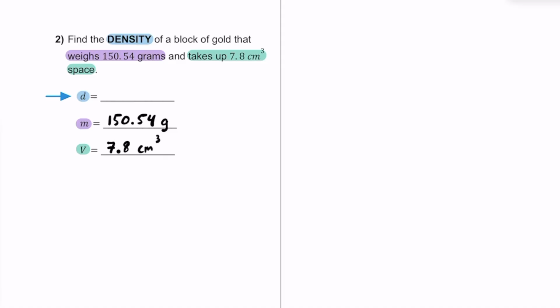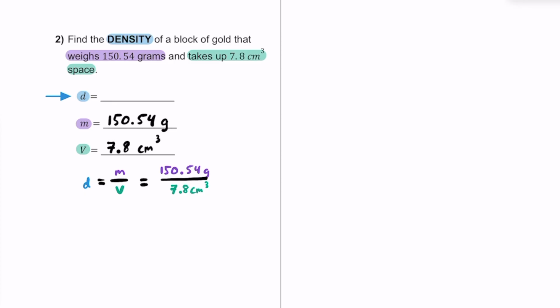All right, so we're going to use the same formula that we used in number 1, where density is equal to mass divided by volume. And we actually know the mass and the volume. So let's go ahead and practice this one more time. So substituting in, we can write our mass of 150 and 54 hundredths grams in the numerator. And let's go ahead and divide that by our volume. Our volume is going to be 7 and 8 tenths cubic centimeters.